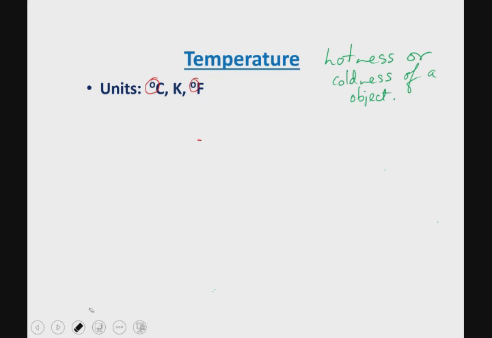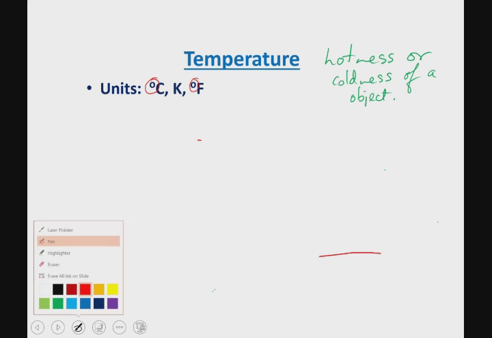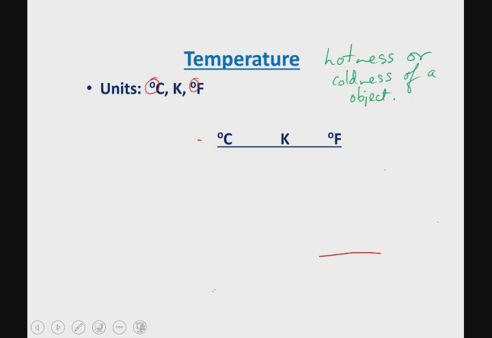Of these three, the two units that are metric units are degree Celsius and Kelvin. Both of these are used in the metric system. The degree Fahrenheit, of course, is the English system of temperature measurement.